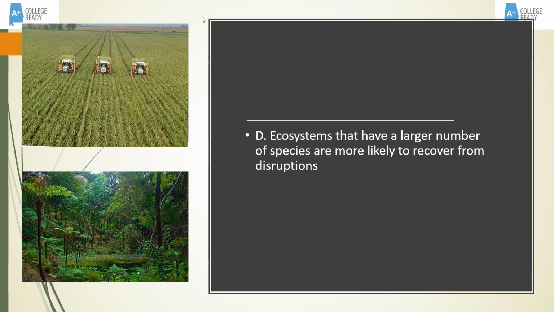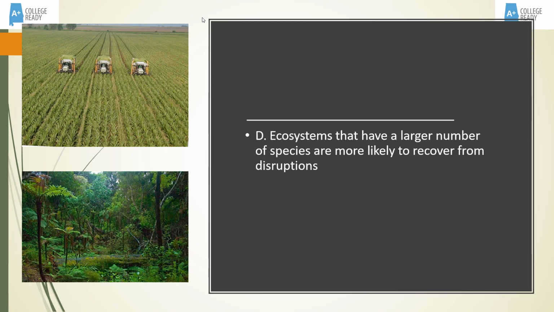Ecosystems that have a larger number of species are more likely to recover from disruptions. Again, they have the ability to withstand those stressors because their populations can be different enough that there are those who may have mutated a little bit here or there in their genes to be better suited to whatever the changes are.